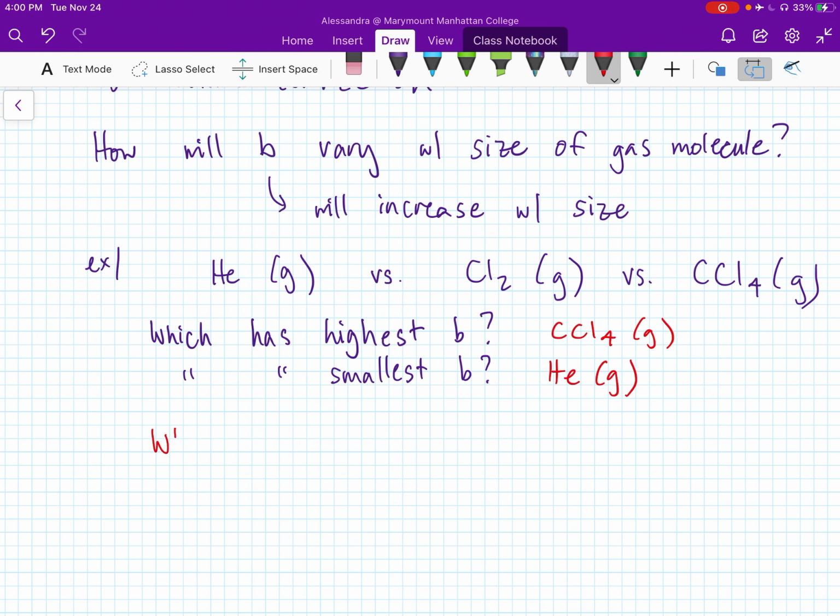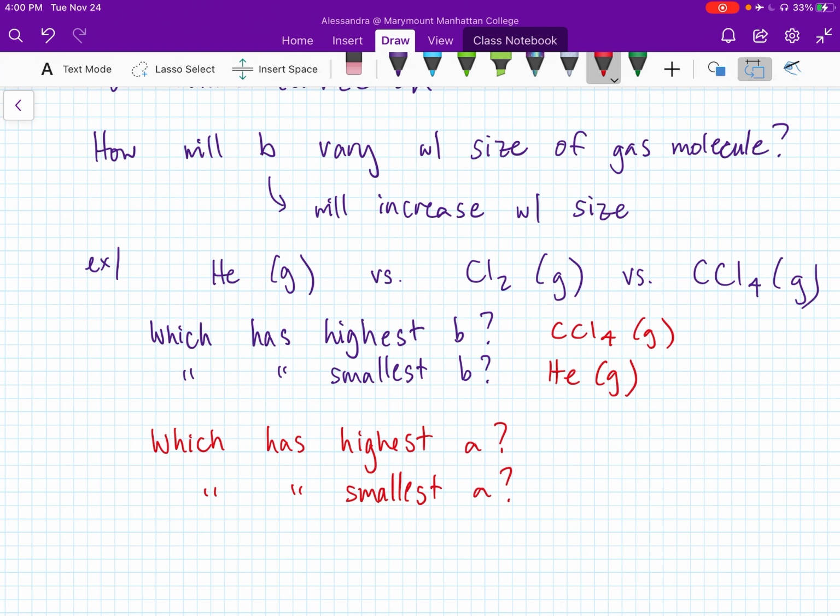Now let's think about A. Which of these gases is going to have the highest value for A? And which of them has the smallest value for A? Let's think about what A is for a moment. It takes into account the attractive interactions between gas molecules.